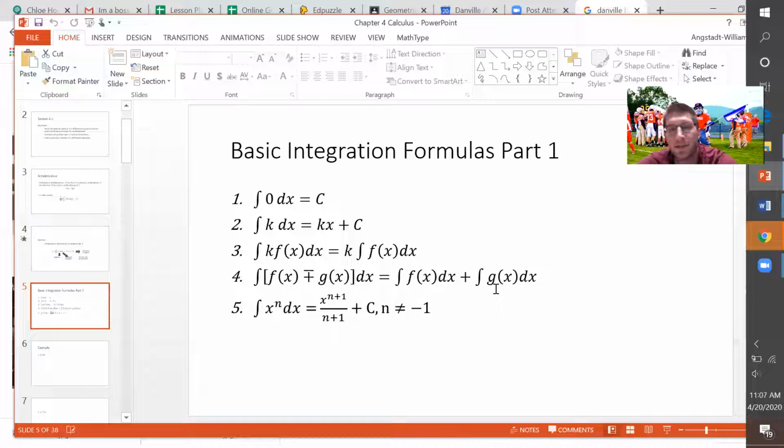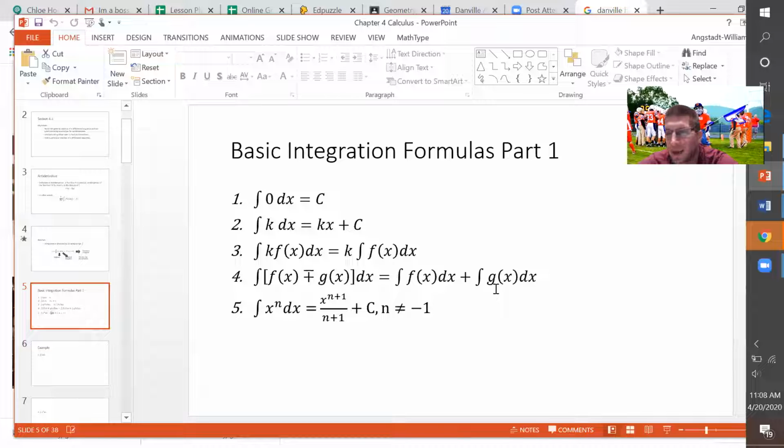Number 4 says that if you have 2 separate functions added or subtracted together, you can separate those functions out, take the antiderivative or the integral, and then add or subtract them back together. So you can separate it into pieces, treat it in smaller pieces, just like you could with a derivative, and then combine them back together when you're done.